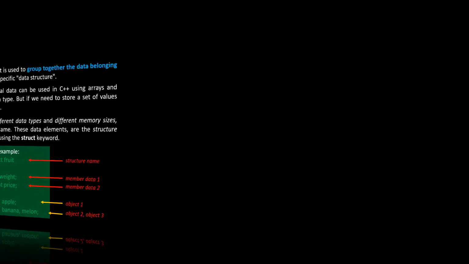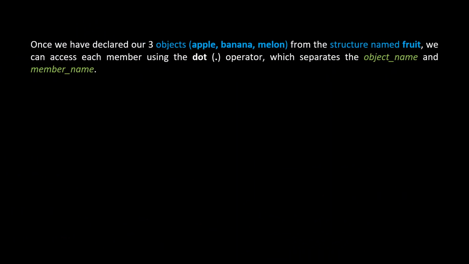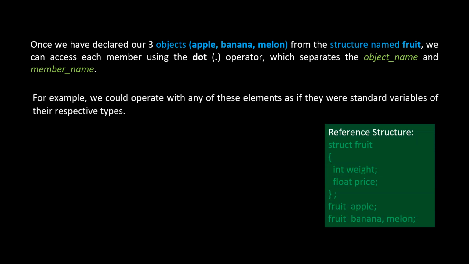Once we have declared our three objects, apple, banana, and melon, from the structure named fruit, we can access each member using the dot operator, which separates the object name and the member name. For example, we could operate with any of these elements as if they were standard variables of their respective types.